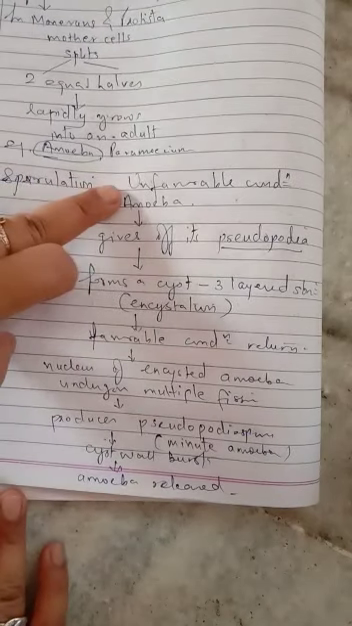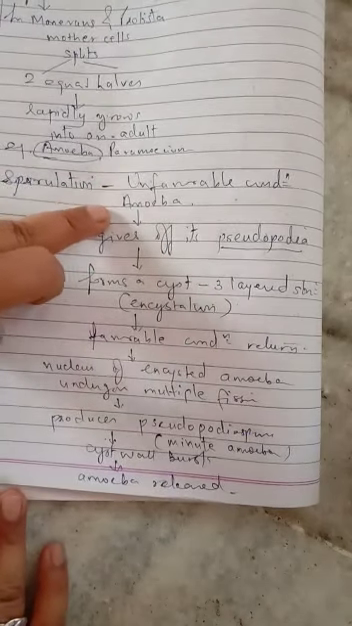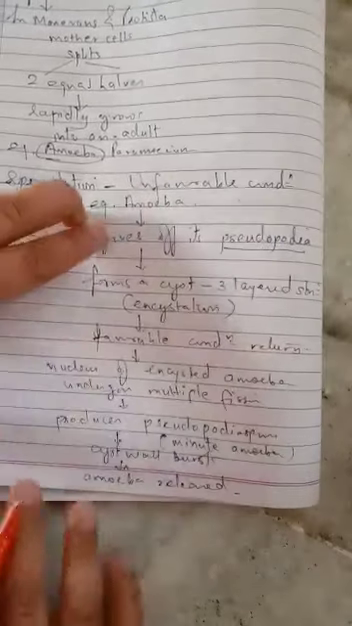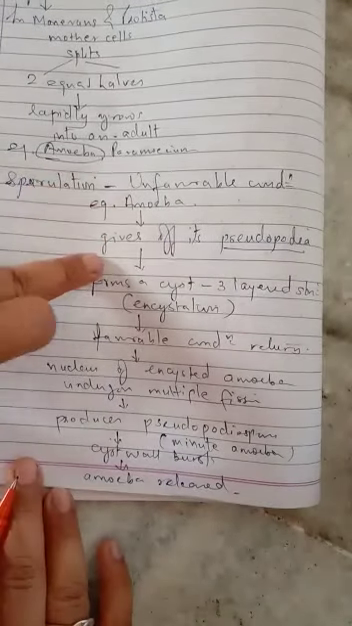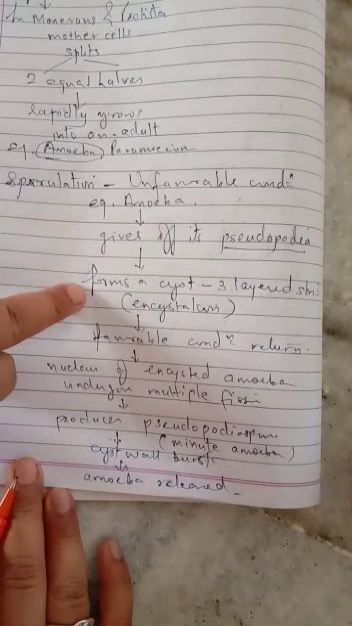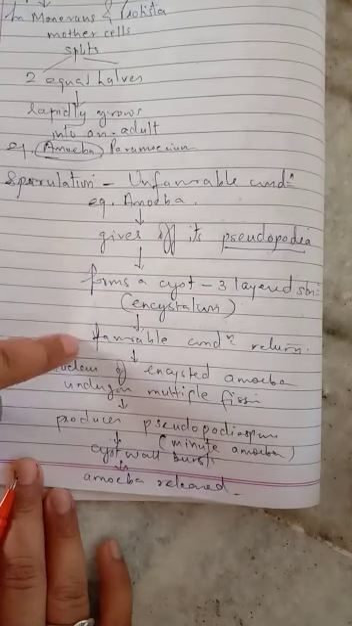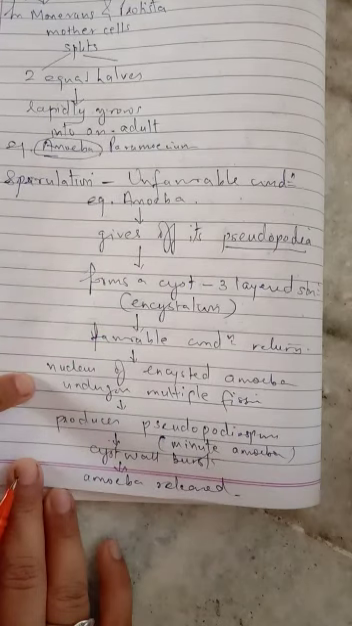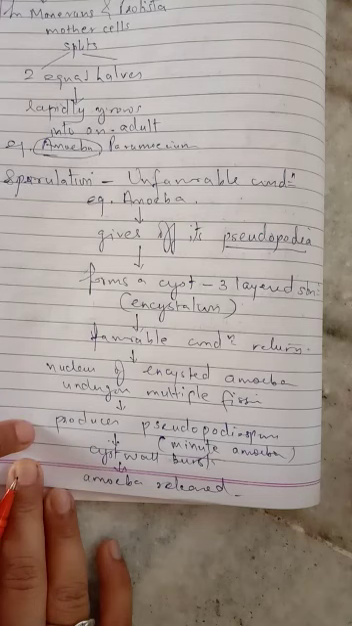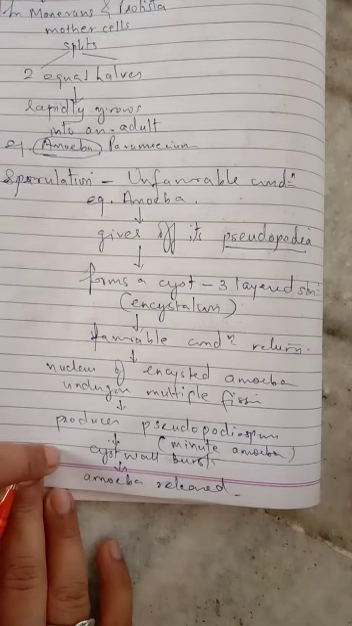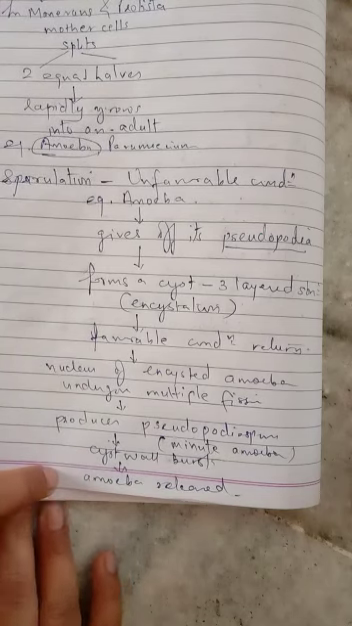So this is what is happening during sporulation, right? Sporulation takes place during unfavorable condition. For example, amoeba. When amoeba faces unfavorable condition, it gives off its pseudopodia, forms a cyst which is a 3-layered structure by the process called encystation. When favorable condition returns, the nucleus of the encysted amoeba undergoes multiple fission, produces pseudopodiospores, the cyst wall bursts and the amoebas are released.